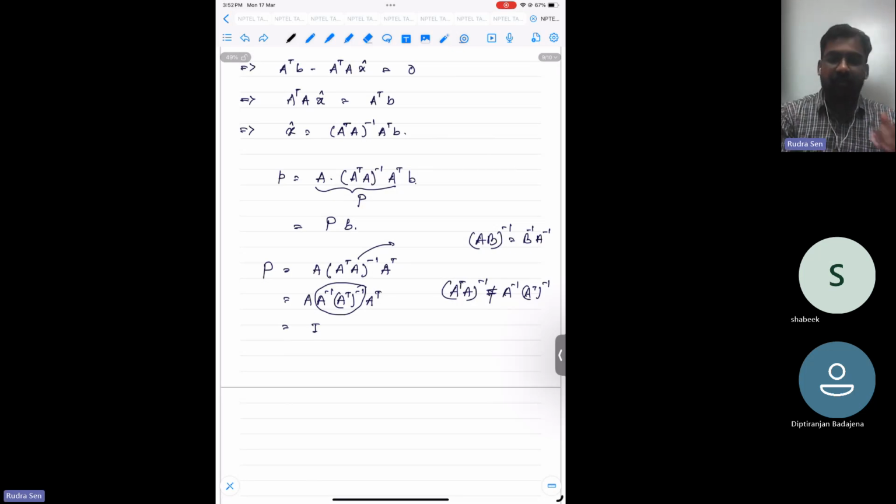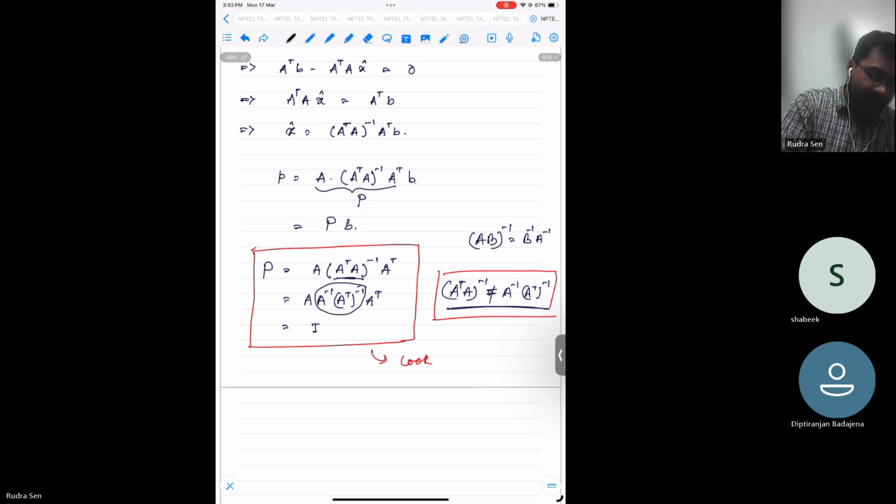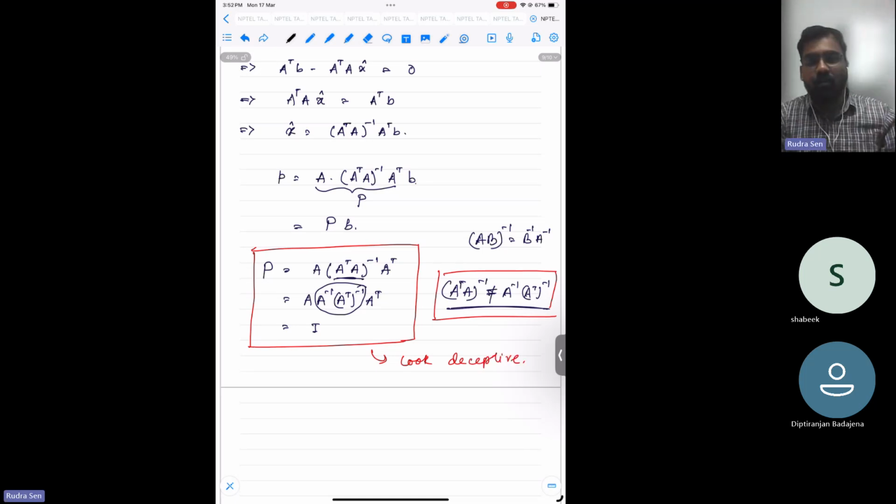Since here the A matrix is a rectangular matrix, obviously we can't take the inverse of any rectangular matrix, because we can't compute the determinant of any rectangular matrix. So we can't write something like that. This may look somewhat deceptive, but we can't split these things. You need to remember that. So we can't do this kind of thing.